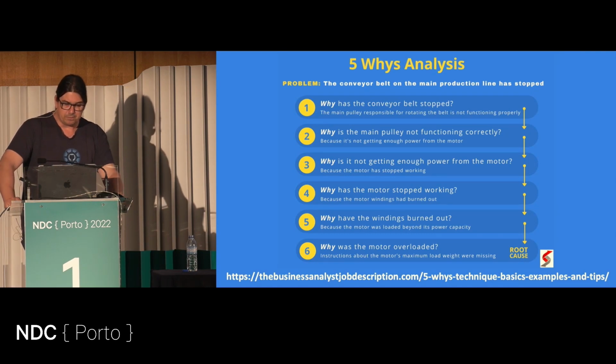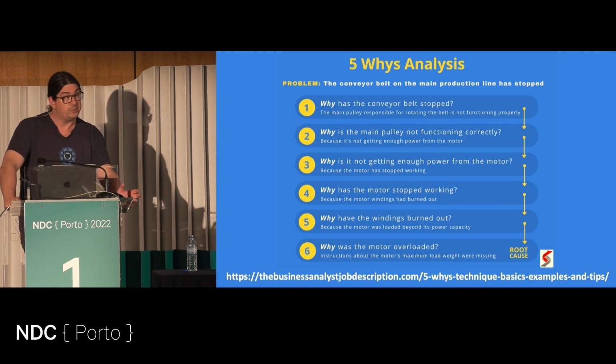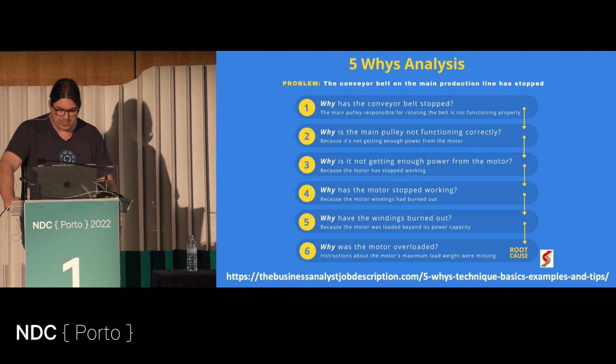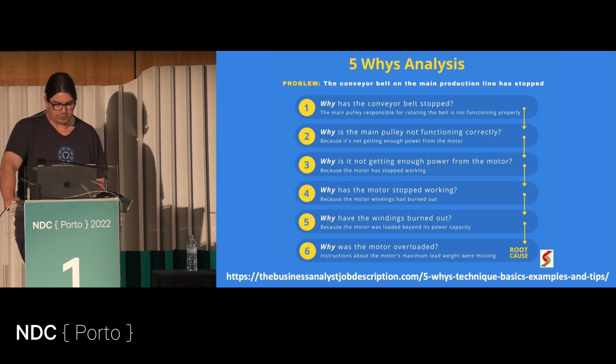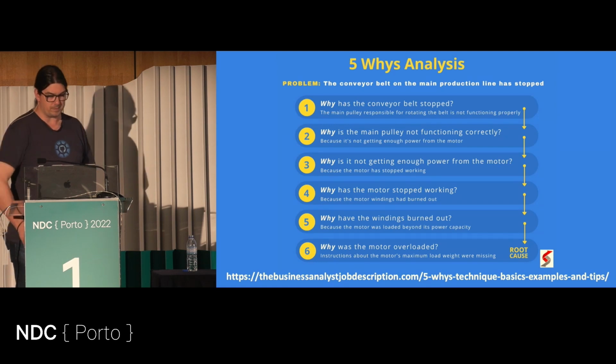So we've got a problem. The conveyor belt on the main production line has stopped. So why? First why. The conveyor belt has stopped. The main pulley responsible for rotating the belt is not functioning properly. Okay. So why is the pulley not functioning properly? Because it's not getting enough power from the motor. Okay, interesting. Why is it not getting enough power from the motor?